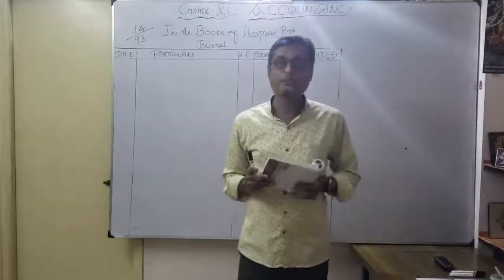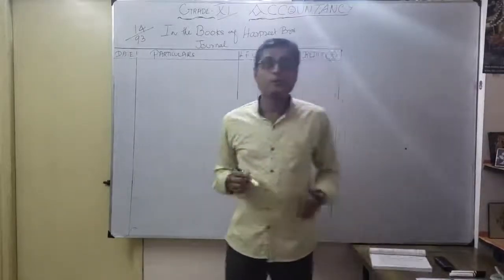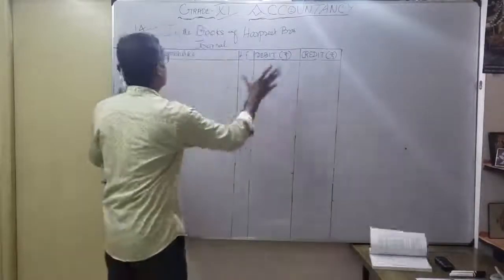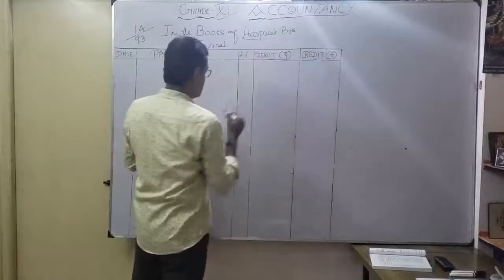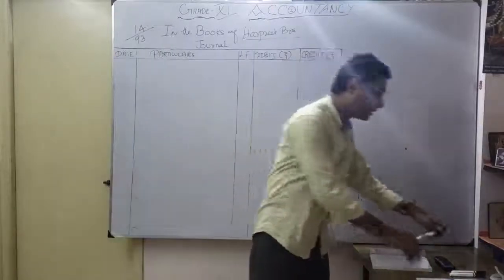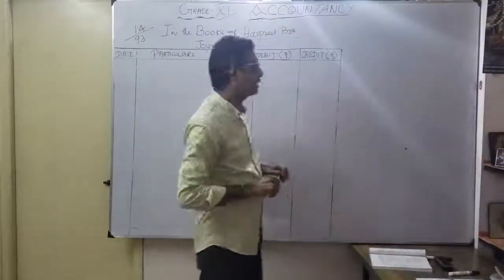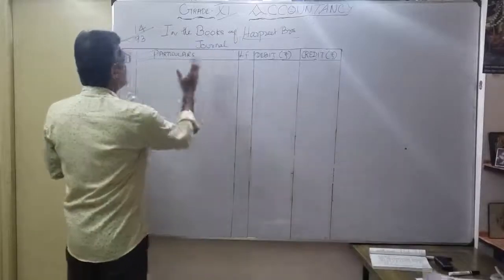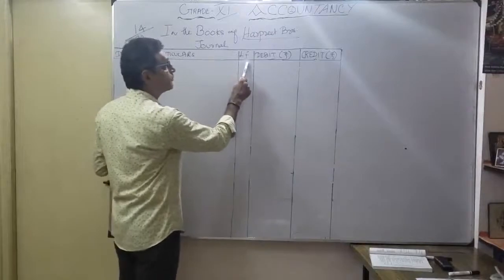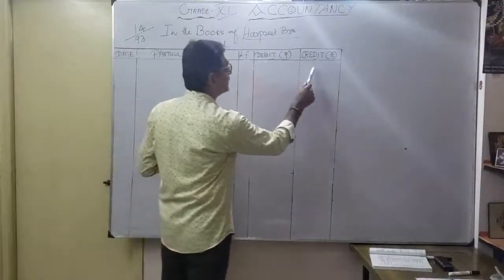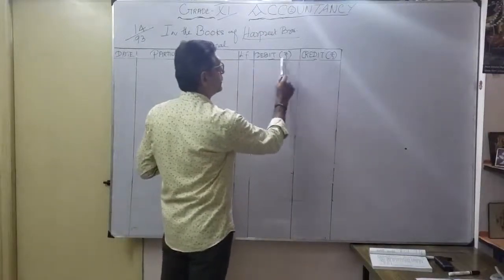Question number 14. Before that, we want to make a format, which is very important. The problem is given in the books of Arpreet Brothers. This is the journal format: date, particulars, then the ledger folio, then debit and credit, and then the currency symbol, which is very important.